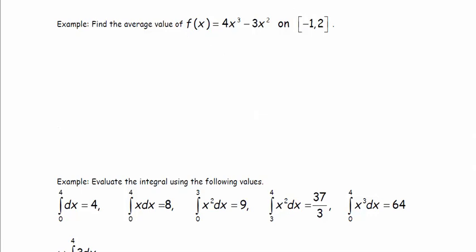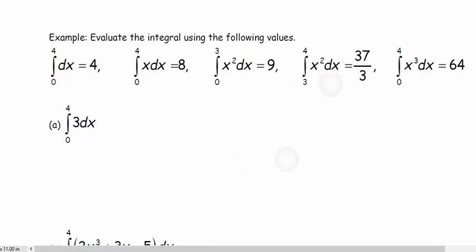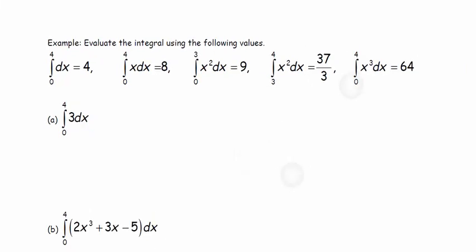Okay, let's move on to the next example. Evaluate the integral using the following values.